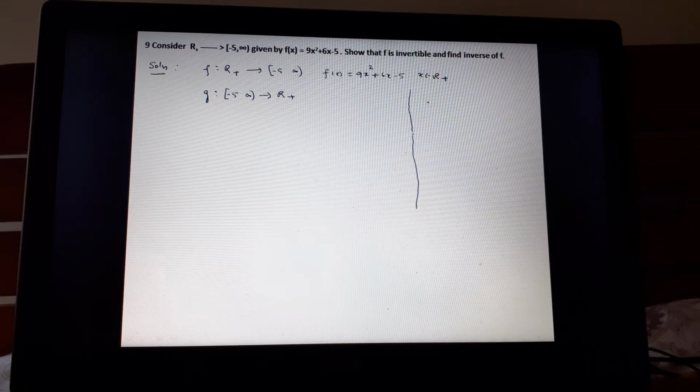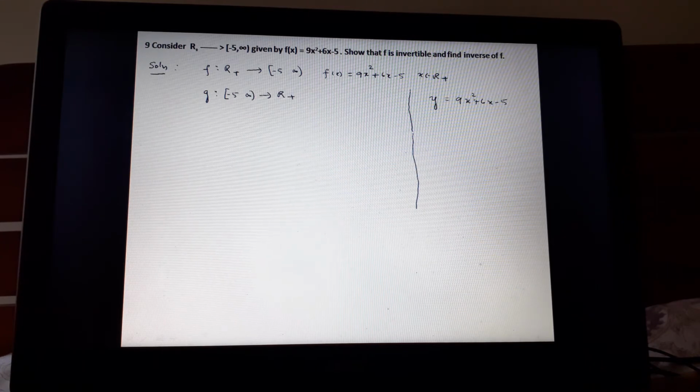See, what I want to do is I will take y equal to, because f of x is y, y equal to 9x square plus 6x minus 5. So now y is expressed in terms of x.